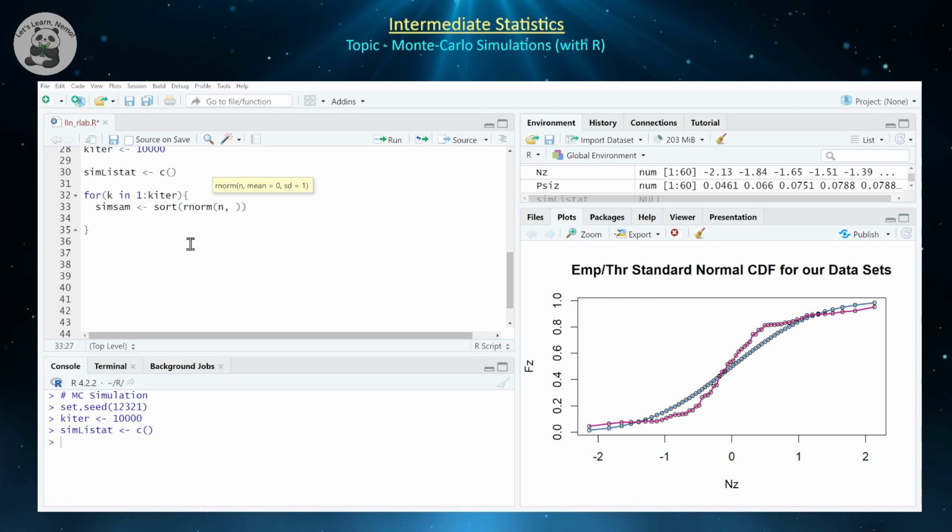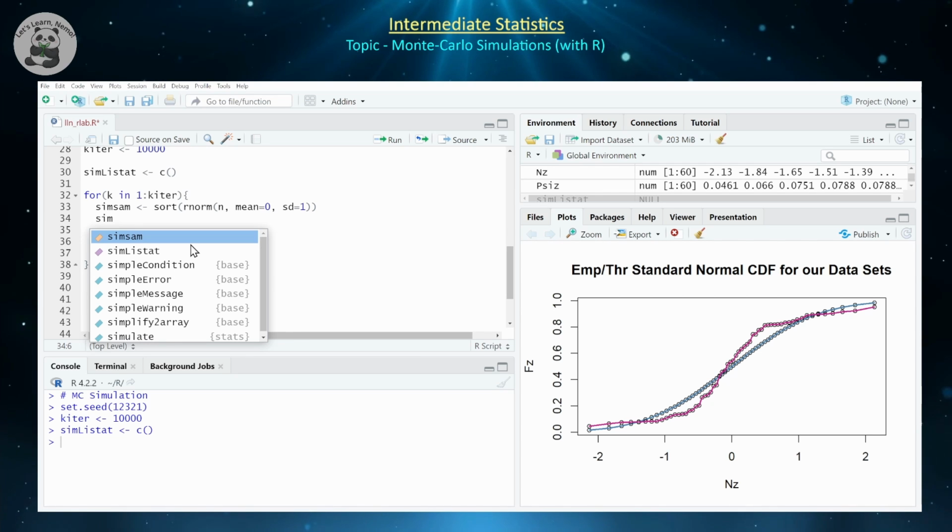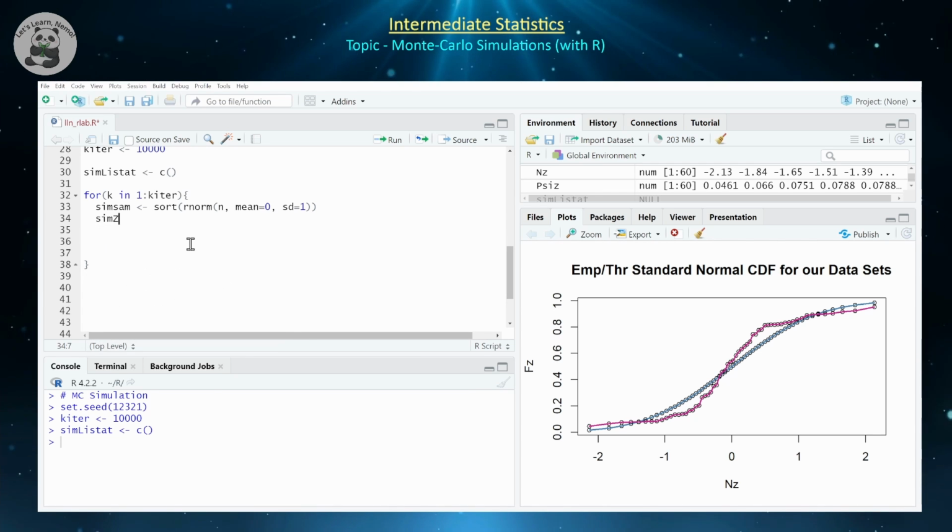So we're going to sample of size n. Our mean is going to be equal to 0, and our standard deviation is going to be 1. Let's not run this until we have the entire for loop built though. And then we're going to calculate our standardized version of that sample, because even though we're sampling from this particular distribution, it will not exactly have a mean of 0 and a standard deviation of 1. It's just a bunch of random numbers from that place. So we need to standardize it. So it's going to be SimSam minus the mean of SimSam, all divided by the standard deviation of SimSam.